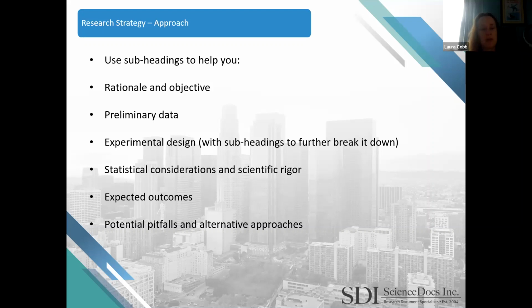Once you've done that, you want to look at your expected outcomes. So this comes back to your milestones, your markers of success. So what do you hope to achieve with each aim? And really, really important is the potential pitfalls and alternative approaches. This section is critical to show the reviewers that you're aware of what could go wrong. And as I mentioned on the previous slide, this is particularly important for high-risk aspects of your proposal.